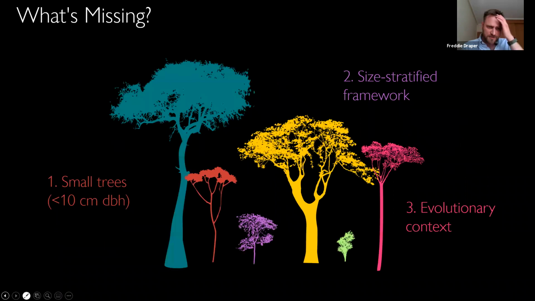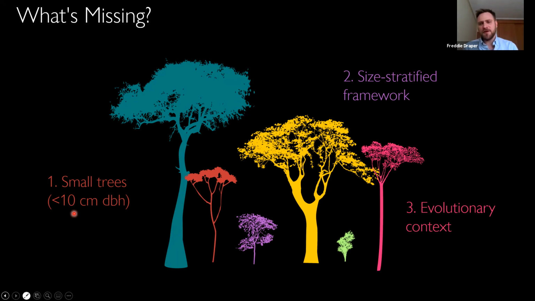For all of these studies, there were some significant things missing. An important one was that they didn't include any small trees. They started at 10 centimeters as the cutoff. So often in Amazonian forest ecology, we have 1 hectare plots that have a 10 centimeter cutoff. And that excludes lots and lots of trees and lots of species.